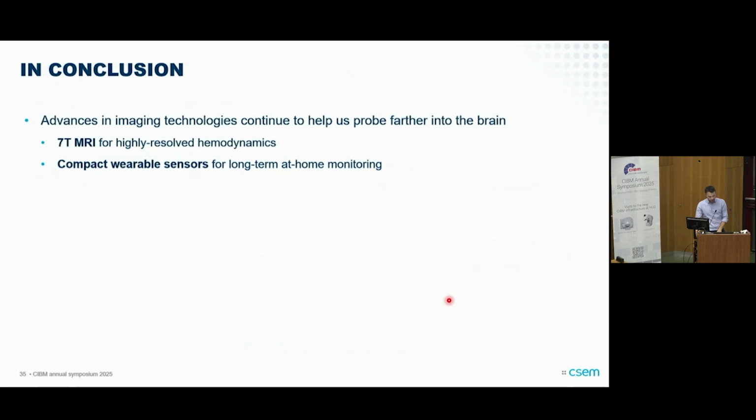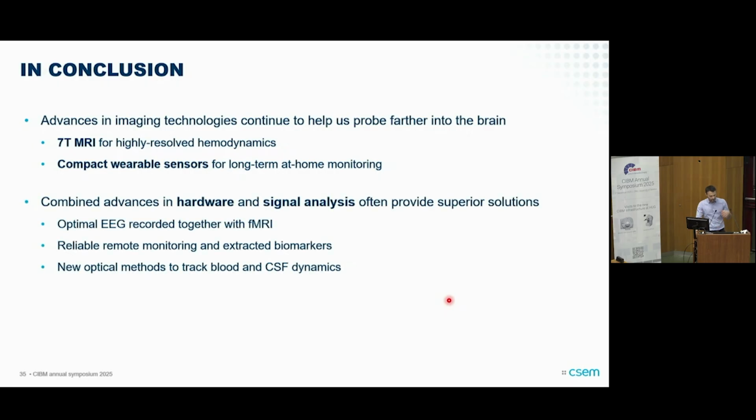So just to conclude, continued advances in imaging technologies continue to help us probe further into the brain: 7T MRI for very highly resolved hemodynamics, compact wearable sensors for longer-term at-home monitoring. Combined advances in both the hardware side and the signal analysis really allow us to make the best of many of these situations. And there's lots to explore in brain function and brain health.